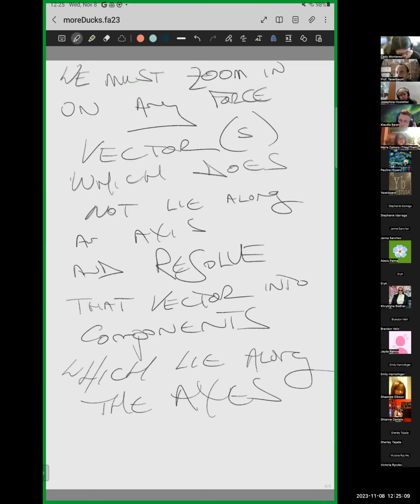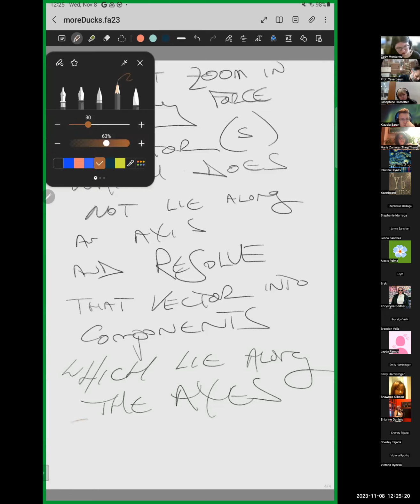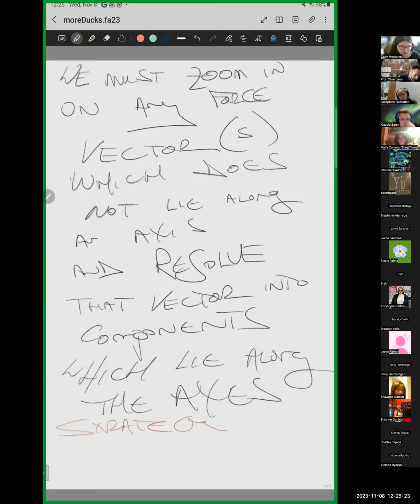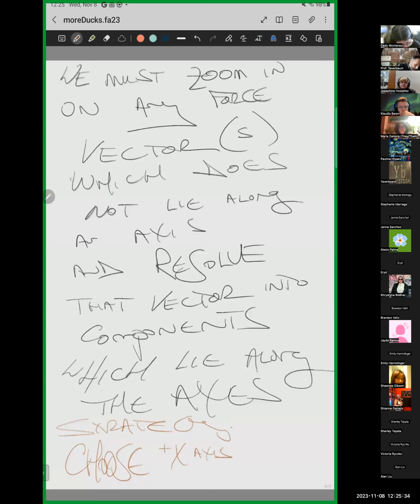So that means we have to choose what we mean by our x and y axis. As a strategy, we always choose a positive x-axis to lie along the direction of positive a. This is a key thing, by the way. It's down at the bottom of the sheet, but I'm writing it in a different color for a reason. I may have said it once before, but I will say it a million times.